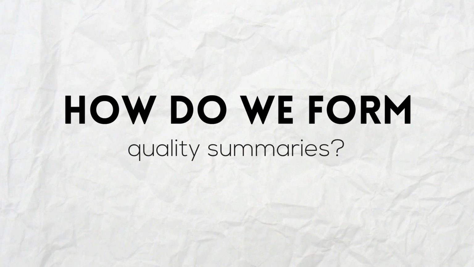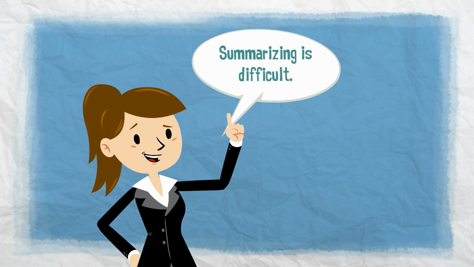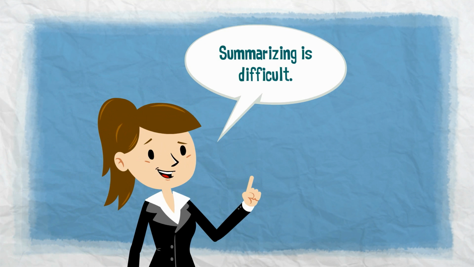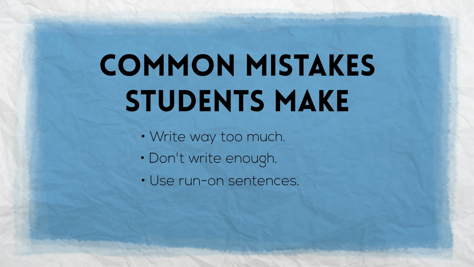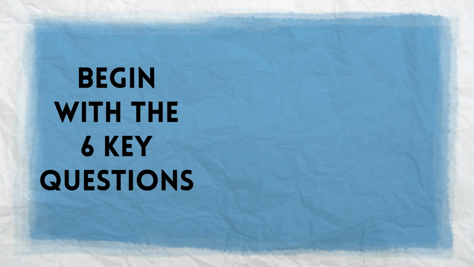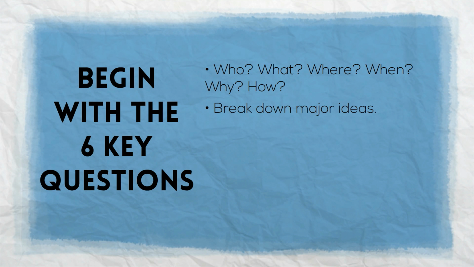How do we form quality summaries? As mentioned earlier, summarizing can be difficult to do. Here are some of the common mistakes students make when we ask you to summarize. You write way too much, you don't write enough, you use run-on sentences, or you copy what the author wrote. To write a quality summary, focus on answering key questions: who, what, where, when, why, how. Break down the major ideas and put them in your own words.